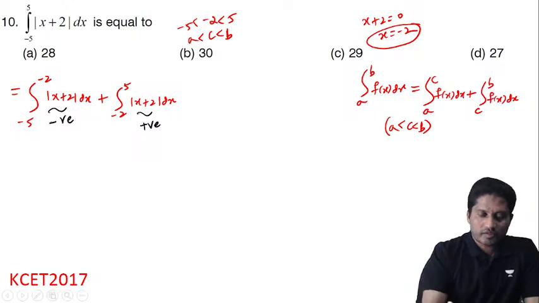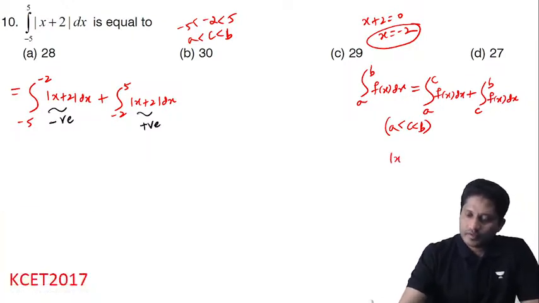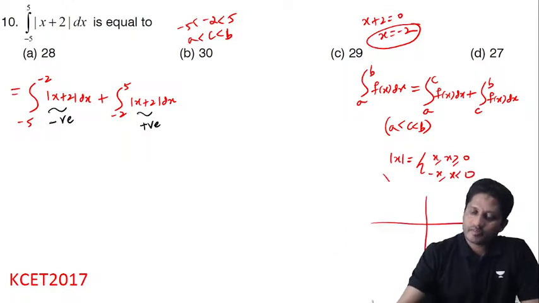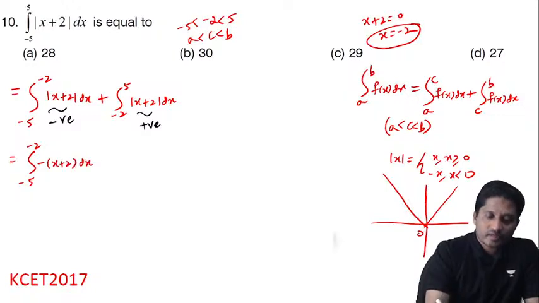Now this is equal to mod x. The modulus of x is equal to x when x is positive, and minus x when x is negative. It's a V-shaped graph, right? It's a V-shaped graph and you get a sharp edge at 0. So from minus 5 to minus 2, it's negative, so you get minus of (x plus 2) dx, plus the integration from minus 2 to plus 5 of (x plus 2) dx.